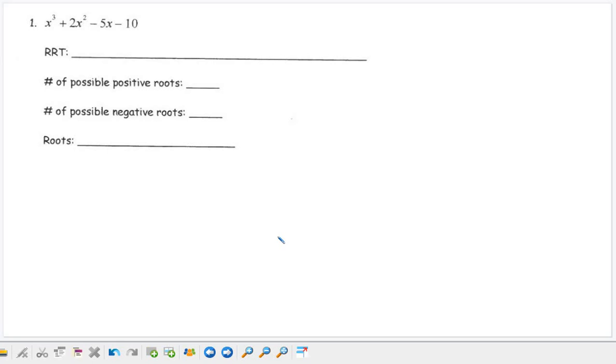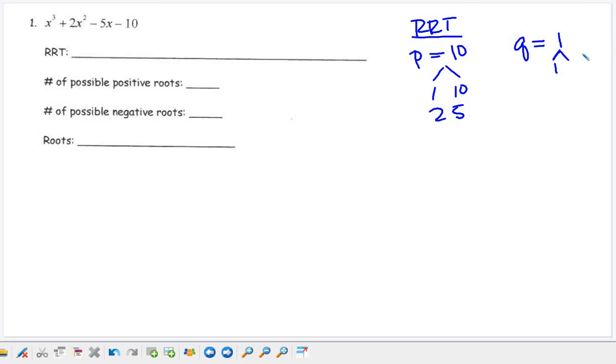Number 1. First it wants us to do the rational root theorem. We can't pick from a list if we don't have a list. So p is equal to the constant, and we don't care if it's positive or negative because we're going to put plus or minus in front of it anyway. So all of the factors: 1 and 10, 2 and 5. Q would be the leading coefficient, which is 1. I know there's another 1 here, but we don't want to do it twice. The rational root theorem is all of the factors of p over all of the factors of q, so I have plus or minus.